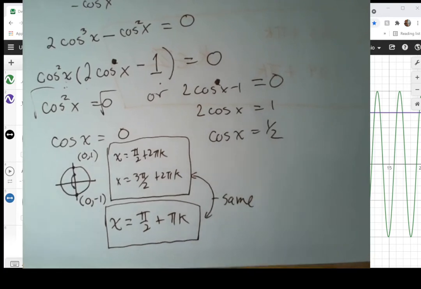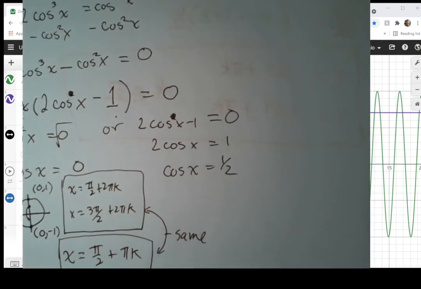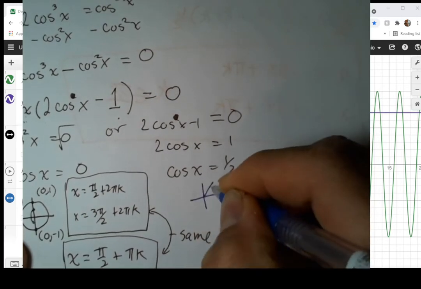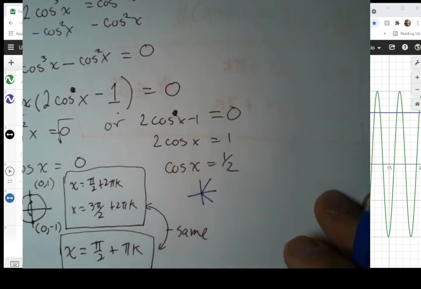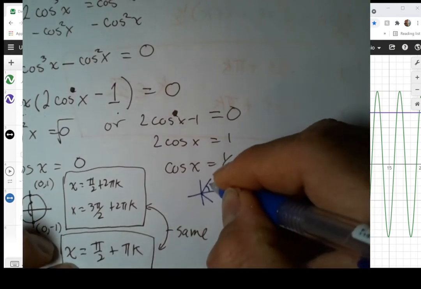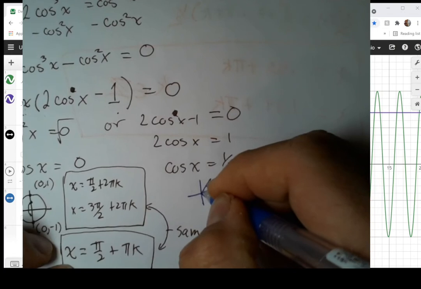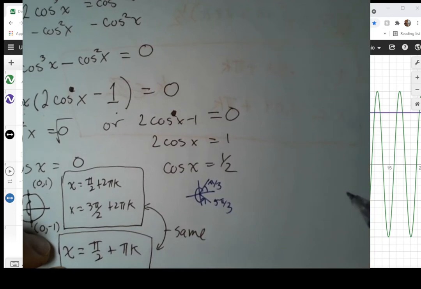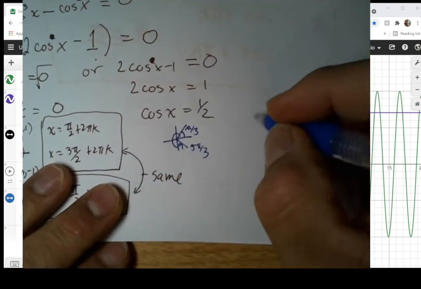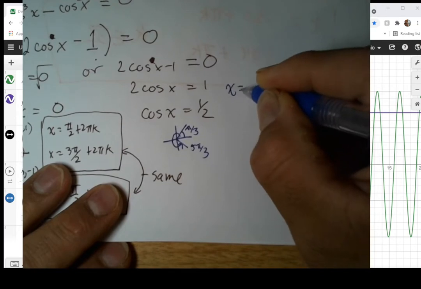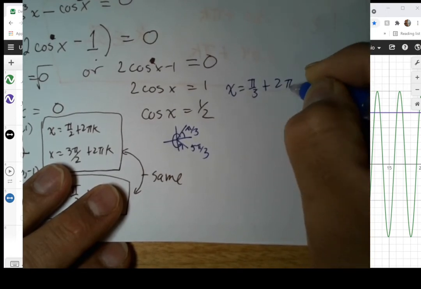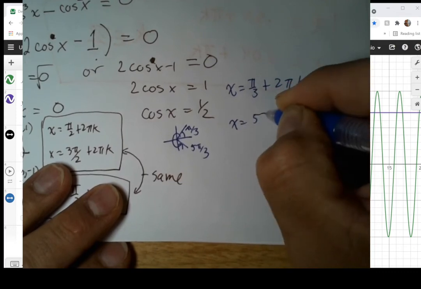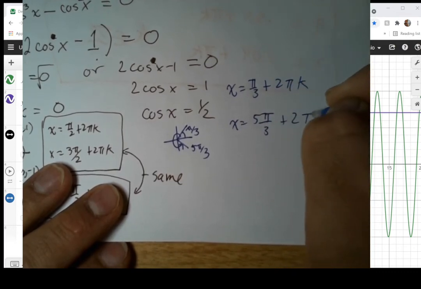All right, so now let's move on to our second part, cosine x equals 1/2. Again, cosine is positive in quadrant 1 and quadrant 4. 1/2 corresponds to a reference angle of pi over 3, and the angle in the fourth quadrant is 5 pi over 3. So we have as our solution x equals pi over 3 plus 2 pi k, and 5 pi over 3 plus 2 pi k.